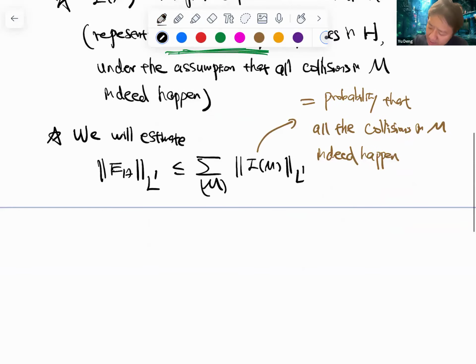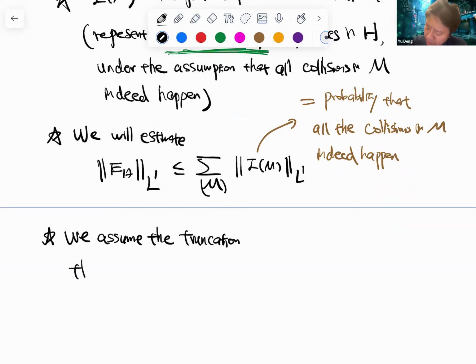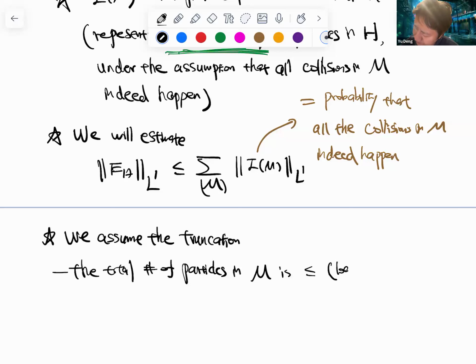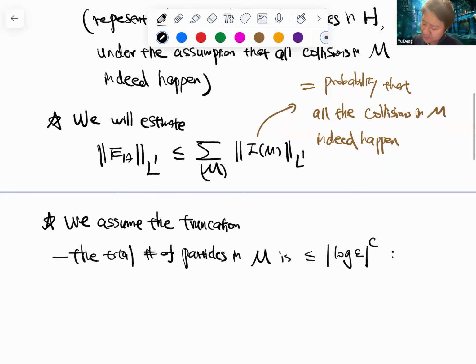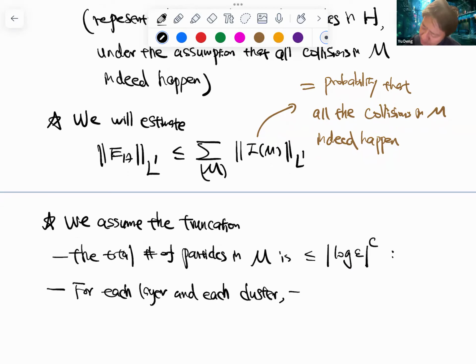And finally, let's remark that we assume the truncation that the total number of particles in M, or particles involving M, is less than a power of log, let's use epsilon, to C. And then for each layer, each cluster, the number of recollisions is less than an absolute constant.